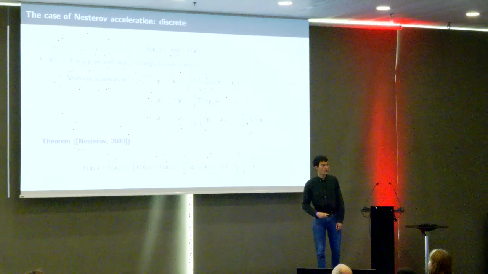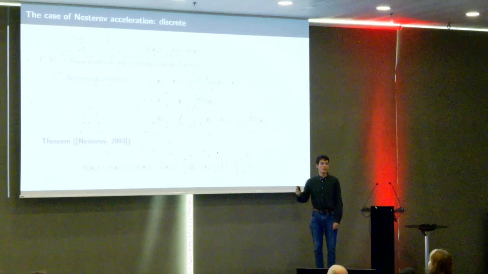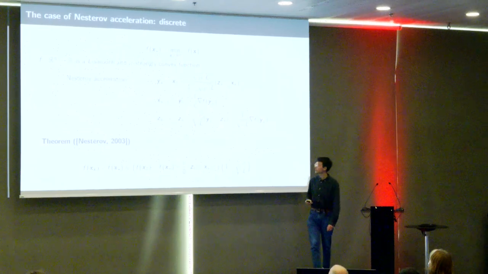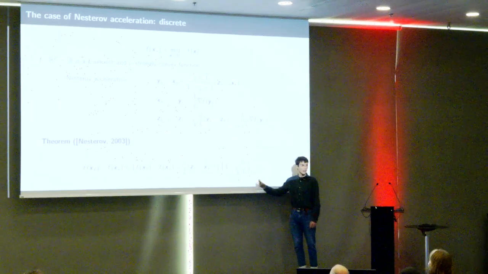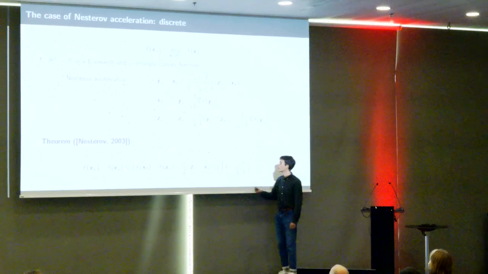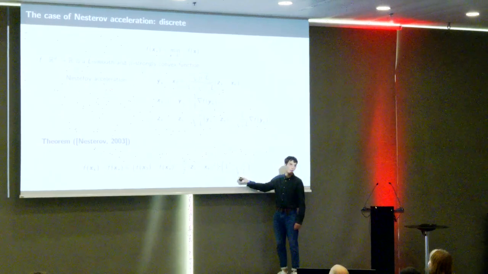Nesterov showed the following result. The excess error f(y_k) minus f(x star) decays exponentially, or in the optimization community, you might want to say linearly, in a typical time which is the square root of the condition number. And this square root was showing that we had acceleration.